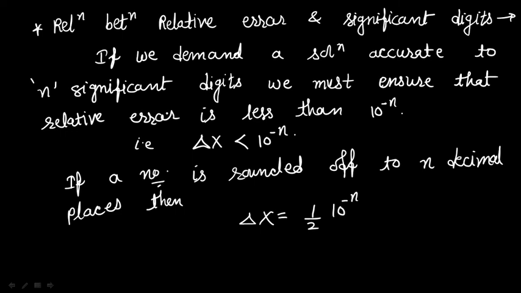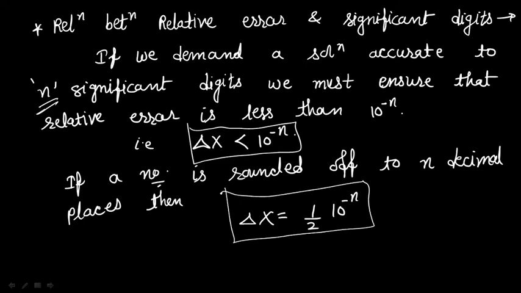Relation between relative error and significant digits. If we demand a solution accurate to n significant digits, we must ensure that the relative error is less than 10 to the power minus n. That means delta x is strictly less than 10 to the power minus n. If the number is rounded off to n decimal places, then its value is delta x equal to 1 by 2 into 10 to the power minus n.